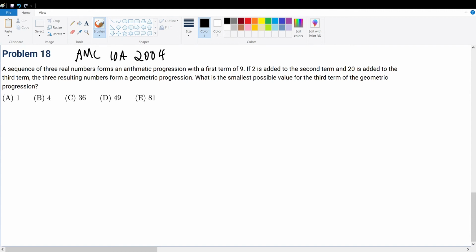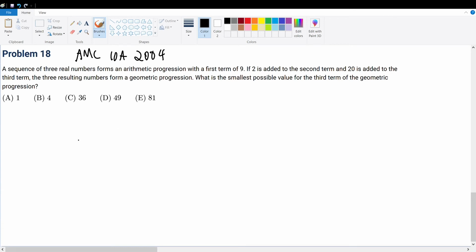AMC 10A 2004, problem 18. We have a sequence of three real numbers that form an arithmetic progression, with the first term being 9. If 2 is added to the second term and 20 is added to the third term, the resulting three numbers will form a geometric progression, and we're trying to find the smallest possible value for the third term of the geometric progression.